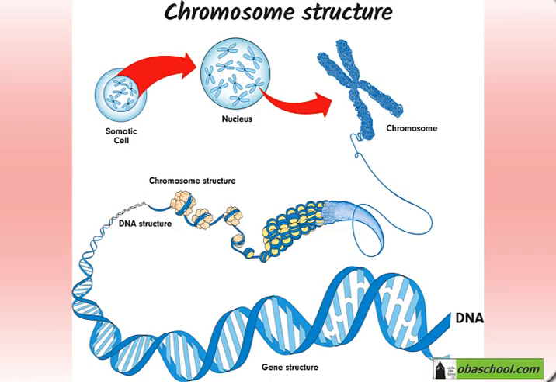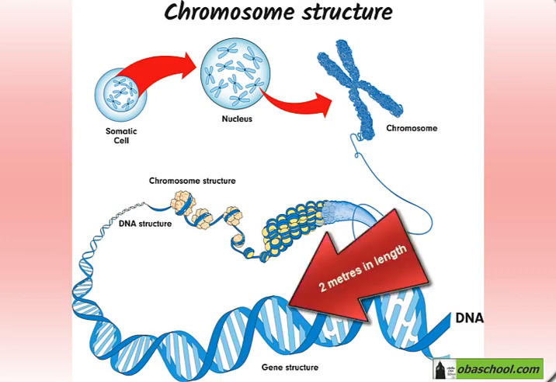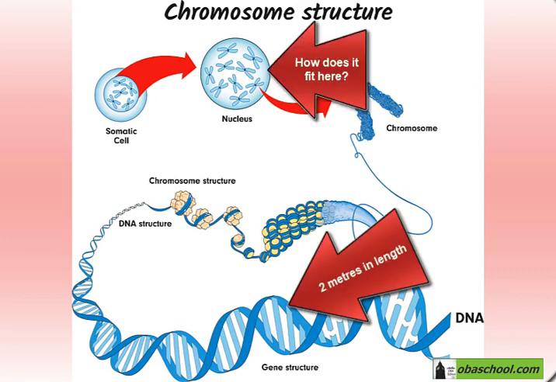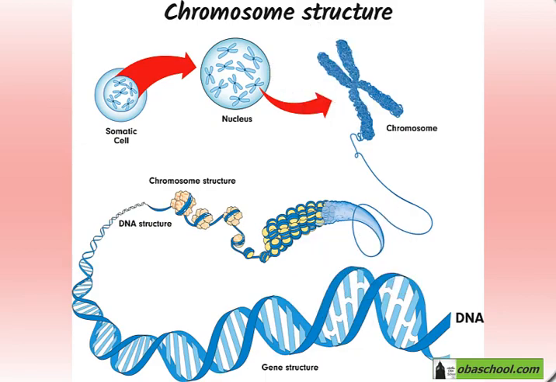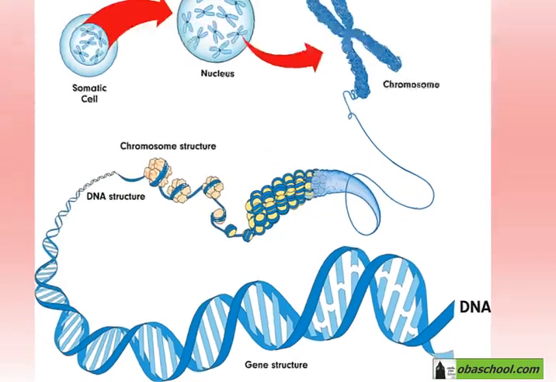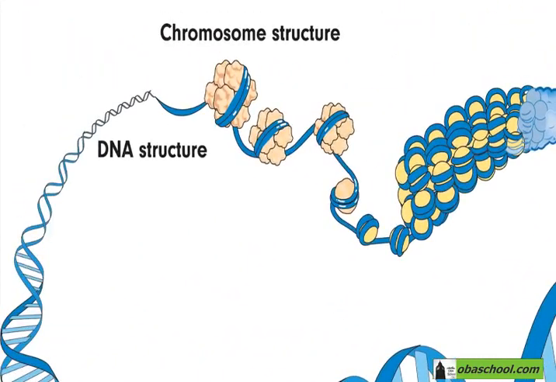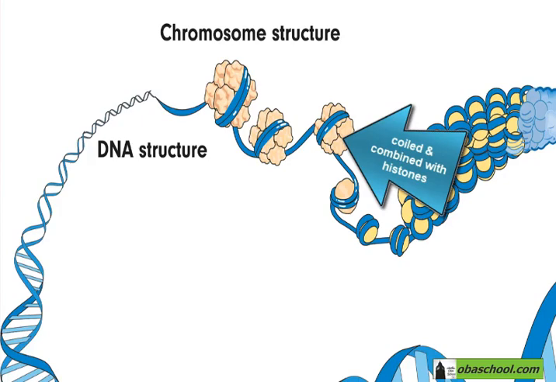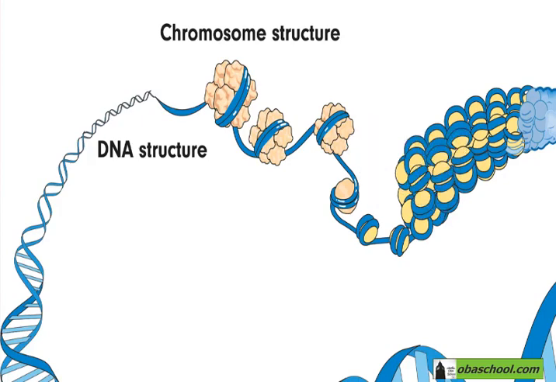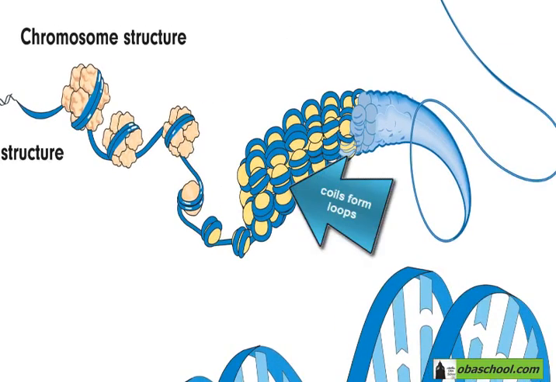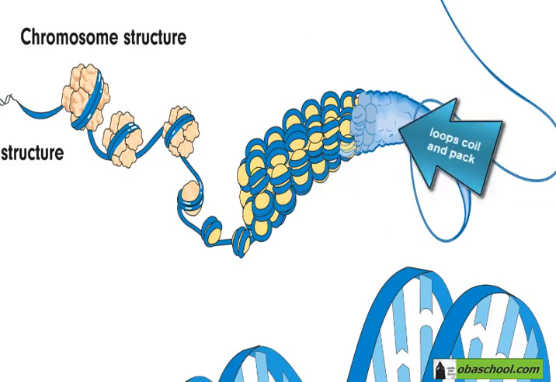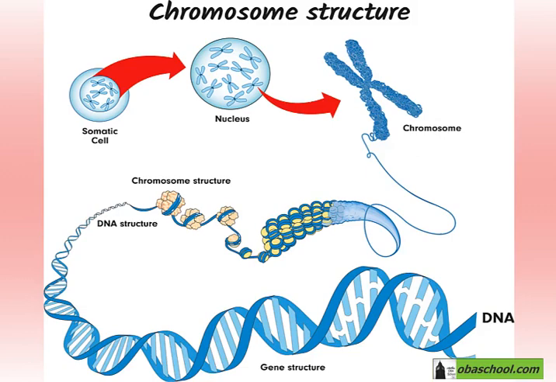The DNA in every cell, if we lay it out next to each other, is around 2 meters in length. However, how does it fit inside the nucleus of a cell? It is highly coiled and folded. So you can see this is the DNA double helix. It is then coiled and combined with histones to further compact and further coil on each other, and then the coils form loops, and then the loops themselves coil and pack. So we have different levels of compaction for the DNA to fit inside the nucleus.